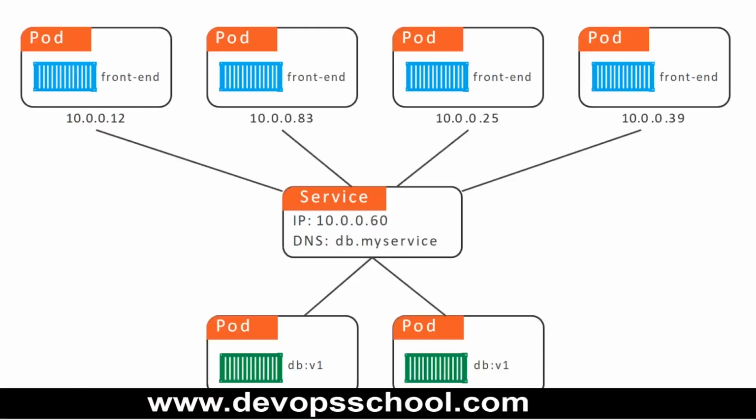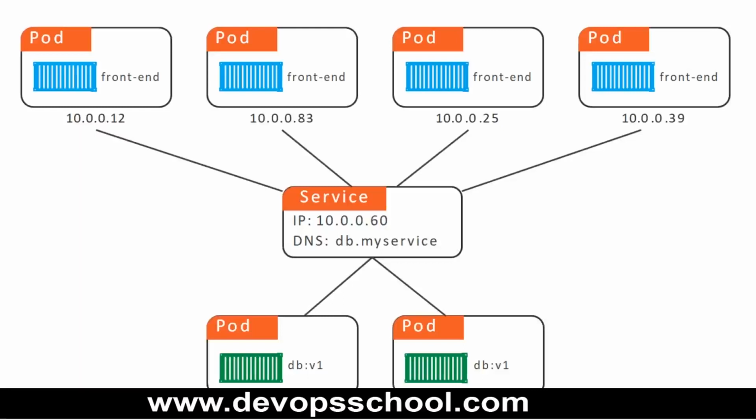Now in this case, if you see here, you have four pods. Now four pods are hitting the service IP address. Now the service decides to which pod the traffic will be transferred. That responsibility lies with the service. So here the service will drive traffic to pod 1 or pod 2.